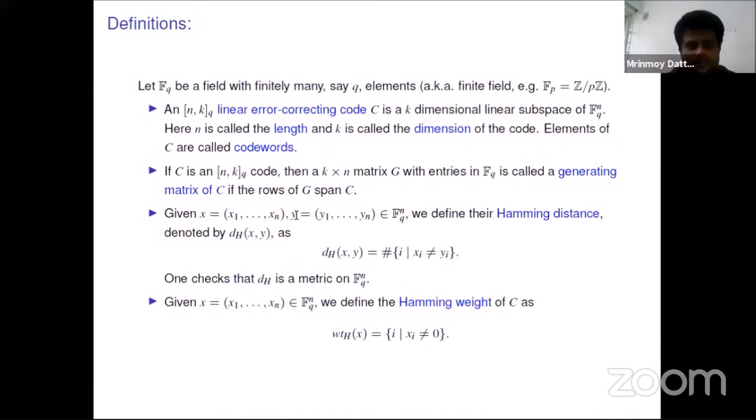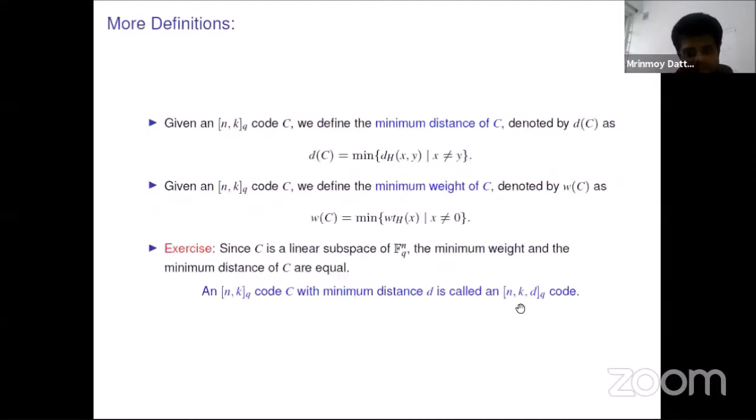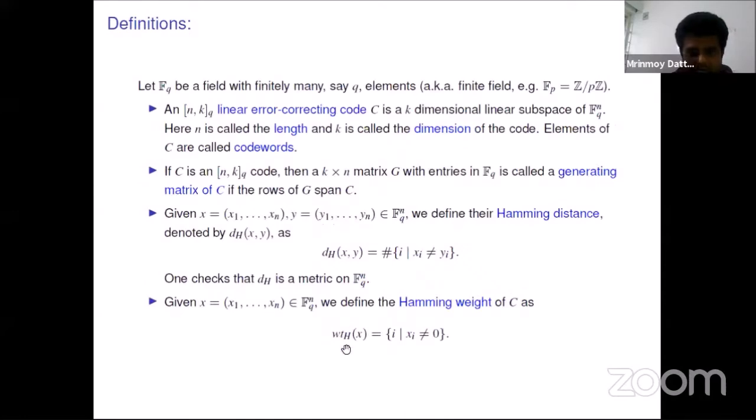Another notion that we are going to define for our purpose, specifically for linear error correcting codes, is the notion of Hamming weight of a code word. So if x is an element of Fq to the power n, the Hamming weight of x is given by the number of places, the number of coordinates where x differs from 0. So the number of i such that xi is not equal to 0. So we are basically trying to measure the distance of the point x from the origin.